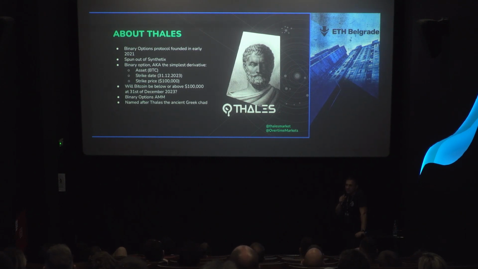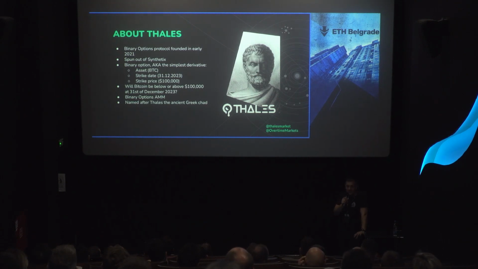Binary option is like the simplest derivative. Like perps, like futures, like vanilla options. Well, binary option, I think it's actually the simplest one to understand. It's a concept made of three things. The asset, which in this example is Bitcoin. The strike date, which in this example is the end of the year, and strike price, which we all hope Bitcoin will surpass by the end of the year. So your binary market is, will Bitcoin be below or above 100K at the end of the year?